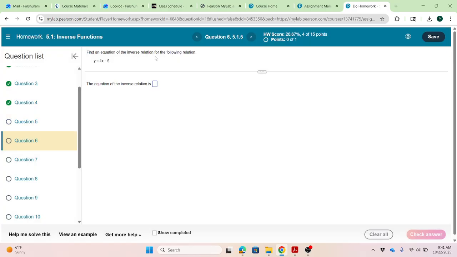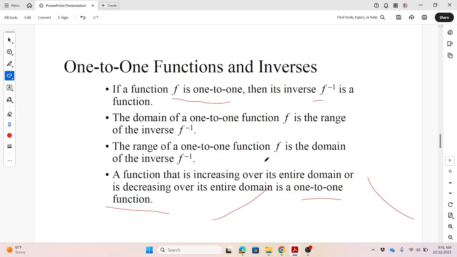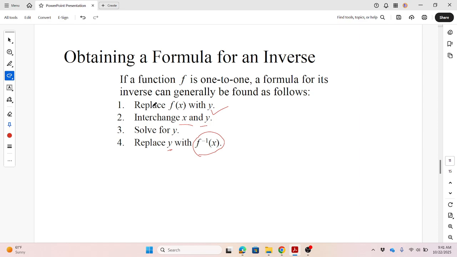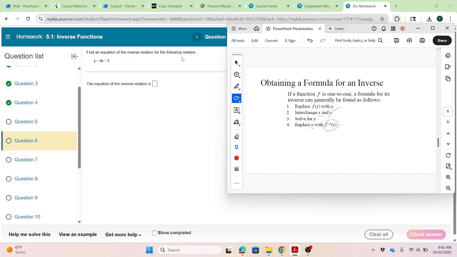Find the equation of the inverse relation for the following relation. This is where we can use these steps for finding the inverse of any relation. You can just replace x and y. So in this problem, this is the original question, y equals 4x minus 5, and this is 1-to-1 because it's a straight line. Just replace y by x and x by y and solve for y.